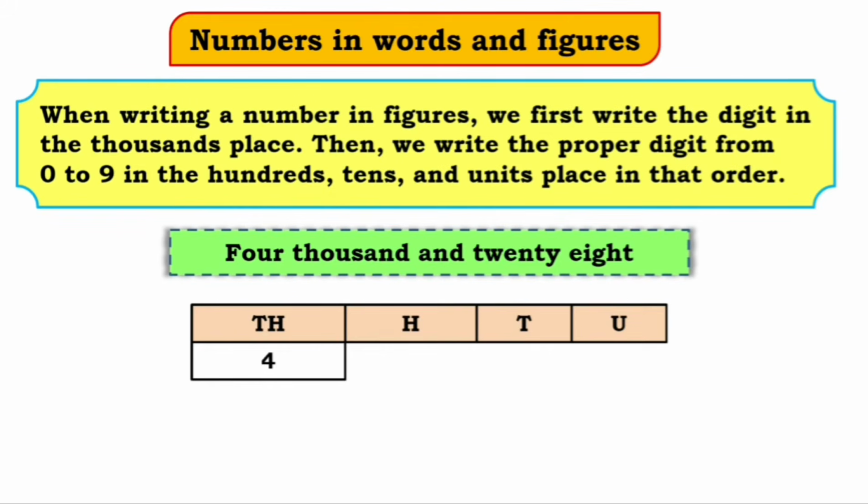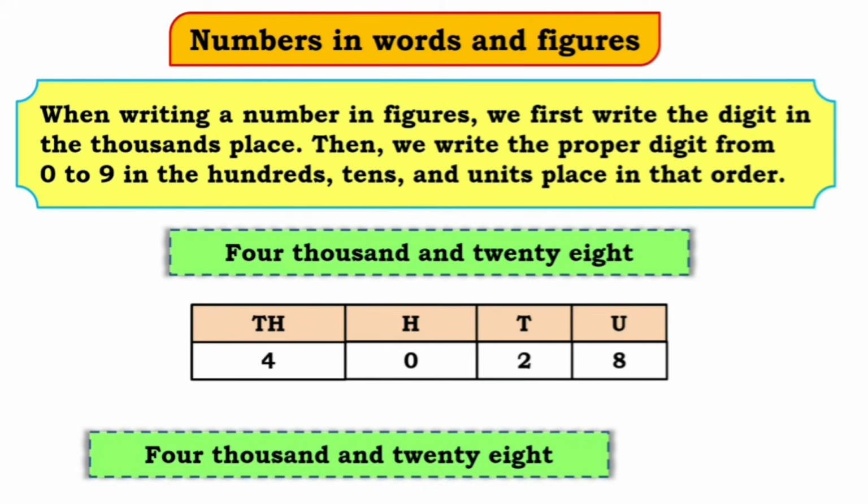Now we must write the digits in the hundreds, tens and units place too. The given number has no hundreds. So we write a 0 in the hundreds place. Now 28. Number 28 has 2 tens and 8 units. So we will write 2 in tens place. Then we will write 8 in the units place. So we will write 4028 in figures as 4028.